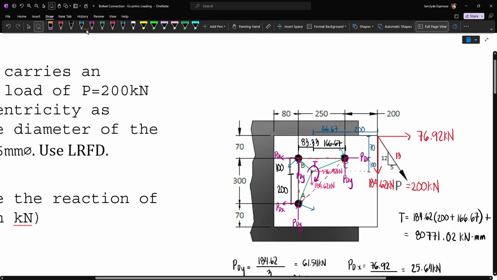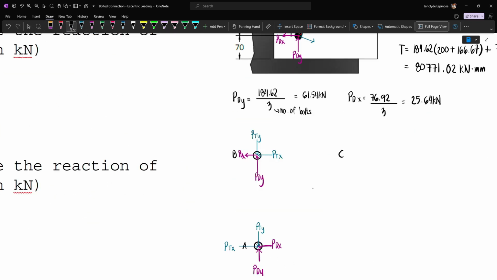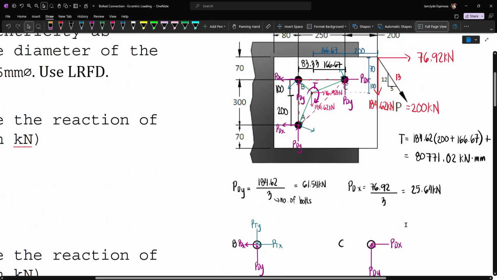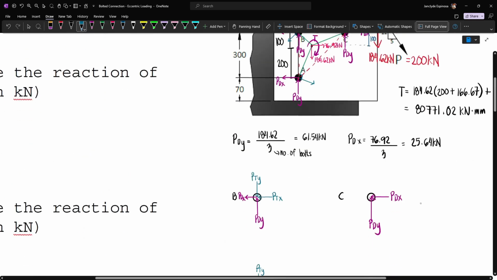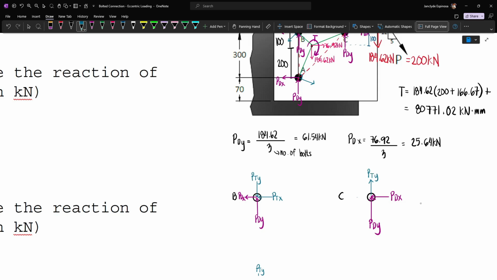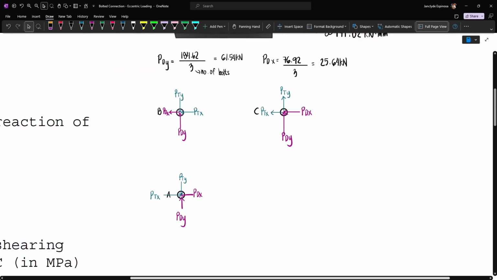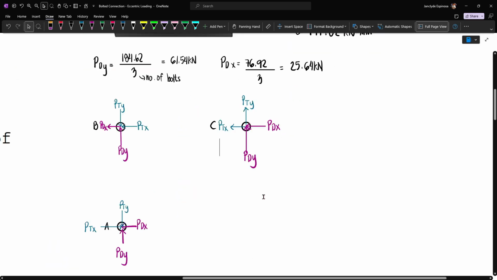And so now, let's also try to look at the bolt at C. And so at C, we have PDX going to the left, and we have PDY. And then for our PTX and PTY, the components will be upward and going to the left. So we have here PTY, and this is PTX. Now, just some additional input from these free body diagrams.